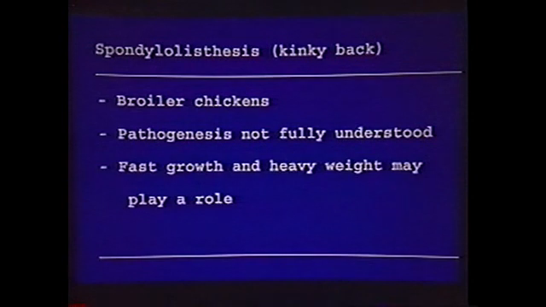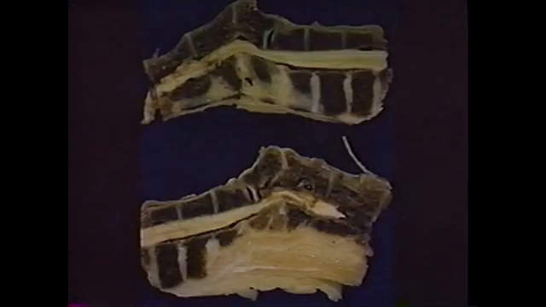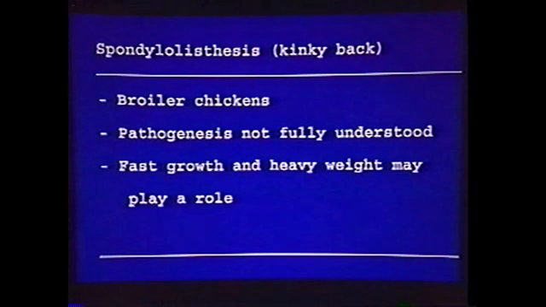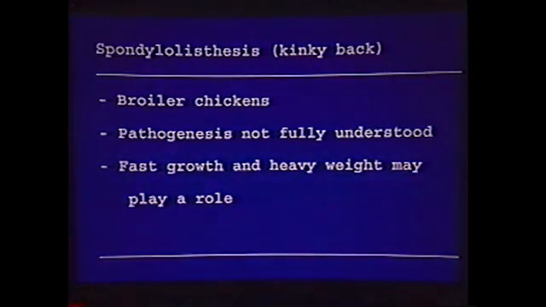Seen in the broiler chickens, exact pathogenesis not clear, maybe fast growth and heavy weight of the bird. See, T6 is the only synovial joint. All the other ones are fused, and so probably that creates a pressure on this joint. The weight of the bird pulls down, and that's probably a weak point. That's what is suggested.